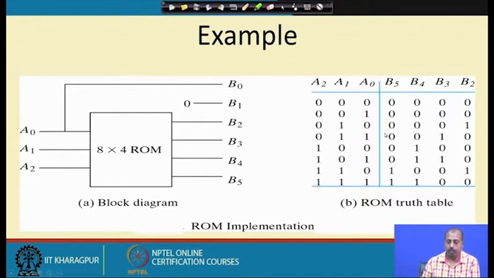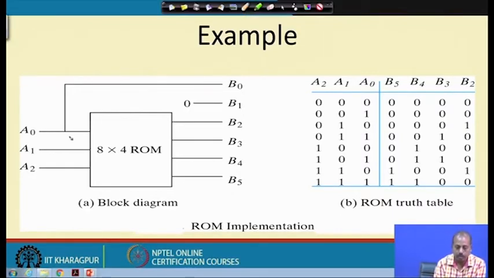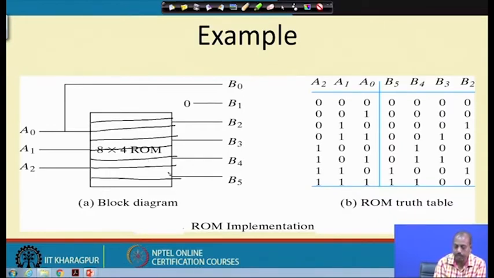So, I take one 8 by 4 ROM. It has got A0, A1, A2 as the address input. So, there are 8 locations in this ROM, and in each location there are 4 bits. So, I stored 0 0 0 0 in the first, second also 0 0 0 0, third 0 0 0 1, then 0 0 1 0, then 0 1 0 0, then 0 1 1 0, then 1 0 0 1 and 1 1 1 0.